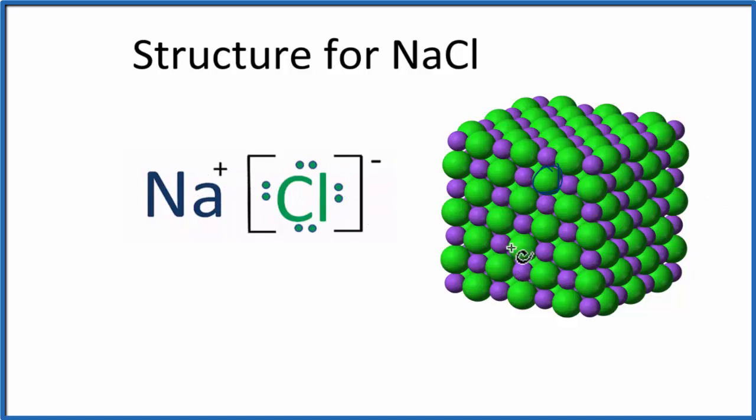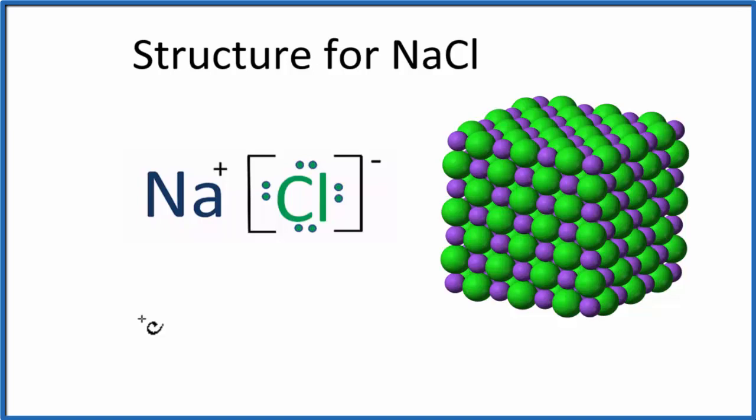Because of that, we don't really talk about molecular geometry or shape here. We talk about the arrangement of the ions in the crystal. For example, this is considered a cubic crystal. If you've ever looked at salt crystals closely, you'll see that they're little cubes. That's because of the arrangement of these ions in the NaCl crystal.